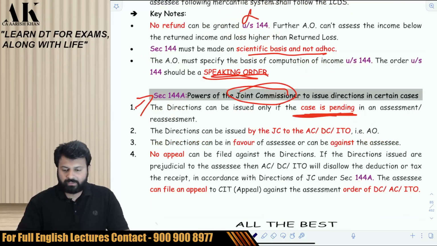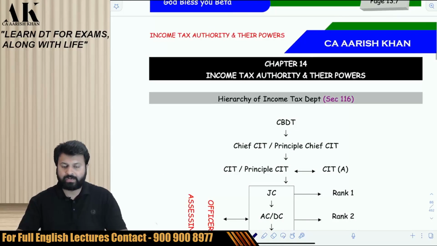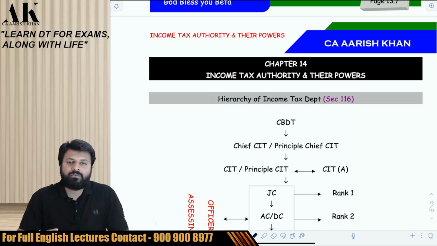Now let us go ahead with the next discussion. That is the next topic, and that is chapter number 14, which talks about income tax authority and their powers. So, first of all, we need to understand what do you mean by the term income tax authority, and then we need to understand one by one the powers which has been given to them by the government of India.